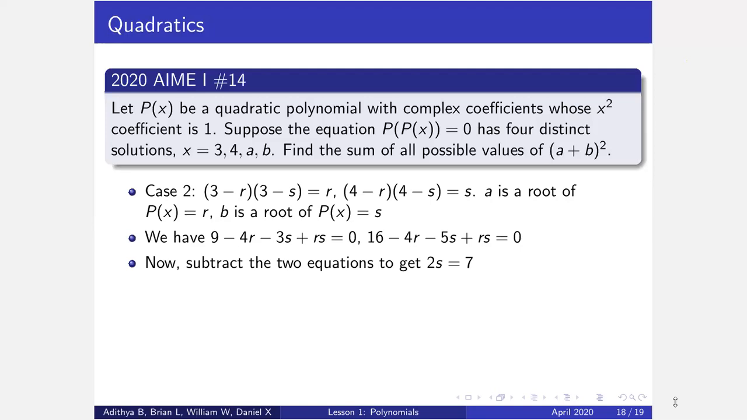Now this is super useful because now we can get r. We go back to the first equation, 3 minus r times 3 minus s is equal to, no, let's go to the second equation. 4 minus r times 4 minus s is equal to s. Now we know that s is 7 halves. So we plug that in and we get that 4 minus r is equal to 7. So r is equal to minus 3.